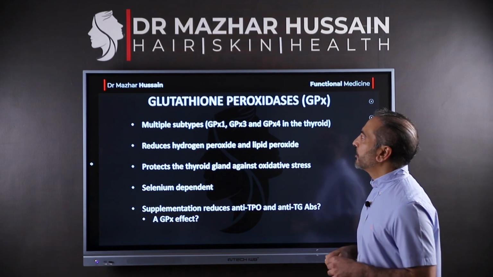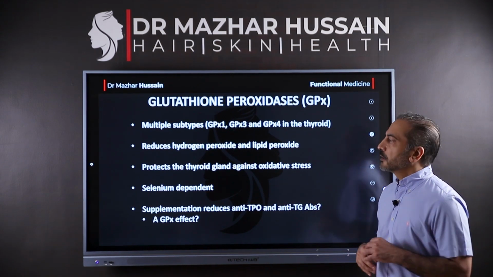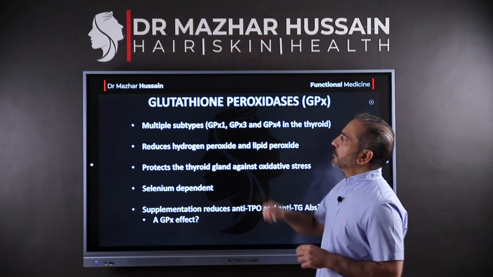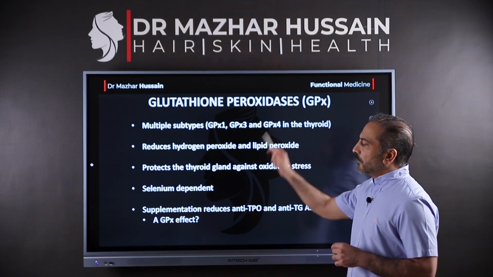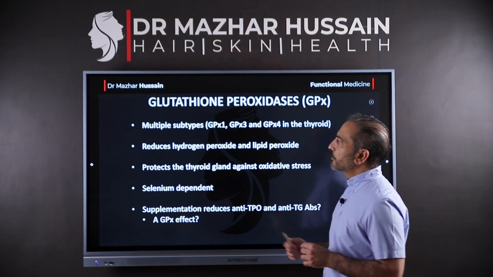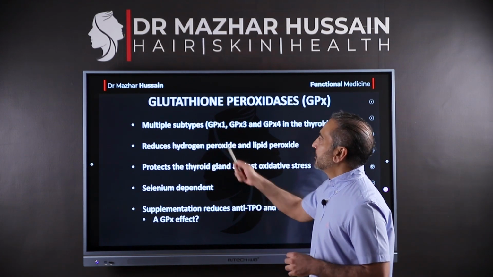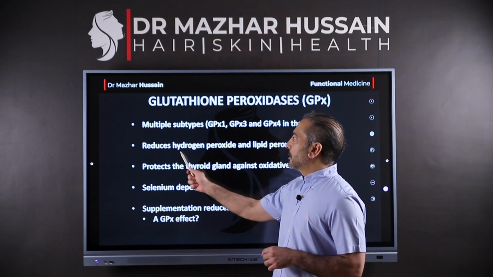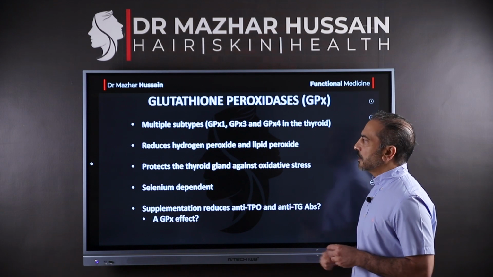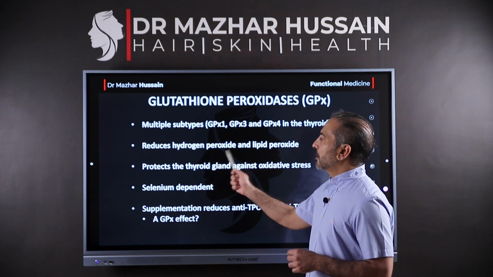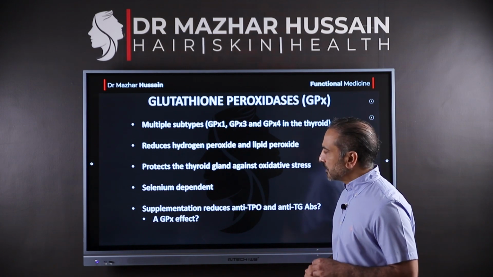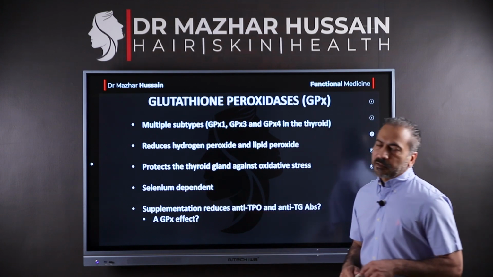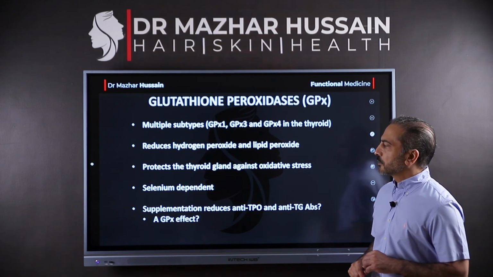And we have the glutathione peroxidase. Glutathione is also considered to be the master antioxidant in the body, and it's very important for many organs. We have a total of 5 subtypes that we'll be discussing today. GPX1, 3 and 4 are present in the thyroid. They reduce hydrogen peroxide or lipid peroxide, which both create oxidative stress. And GPX protects the thyroid gland by reducing that oxidative stress.